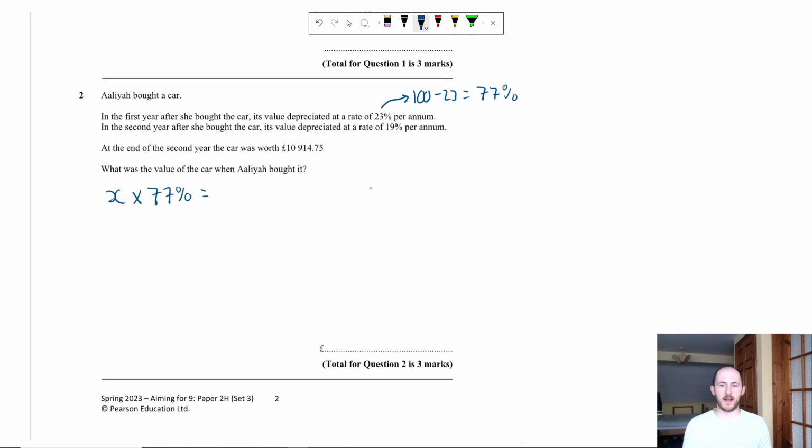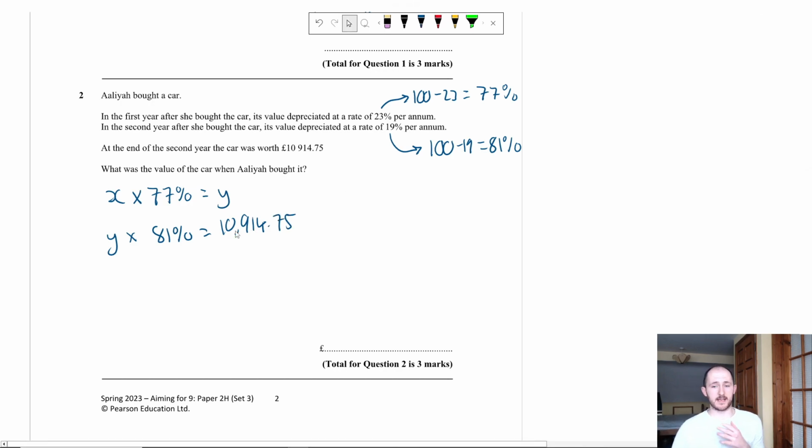And that's given us some value, right? Which we can call y for now if we want. Then in the second year, it depreciated by a further 19%. So 19% decrease means it's a 100 minus 19. It means it's now at 81% of its starting value. And that equals 10,914.75. So what we can do is just work our way backwards now.